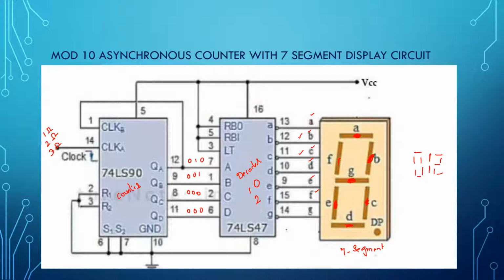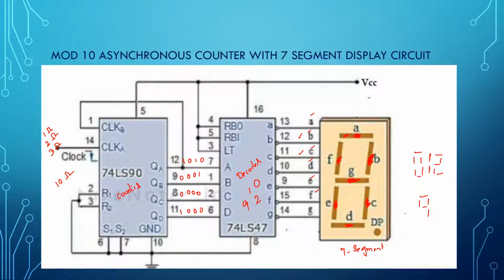Suppose you are giving the 10th clock pulse. This will produce an output of 1, 0, 0, 1. This will produce an output of 9. So 9 has to be displayed, right? For displaying 9, it will make A high, F high, B high, G also high and C high, displaying the number 9.